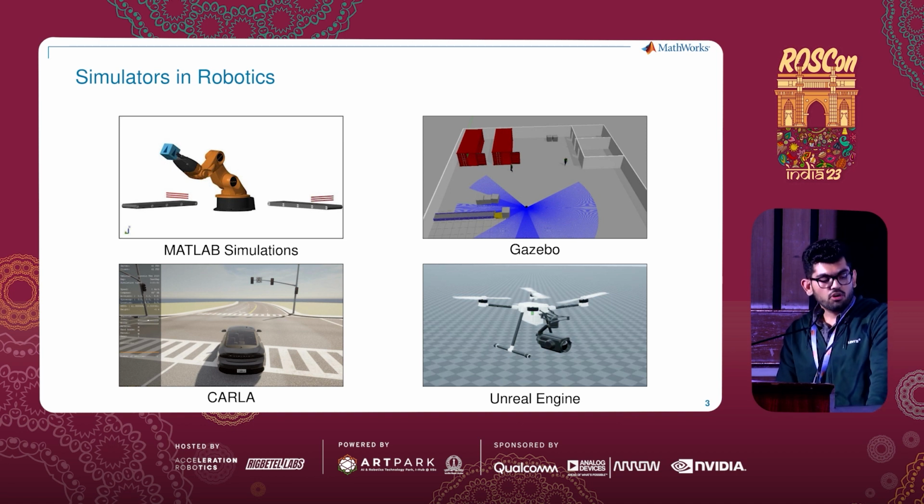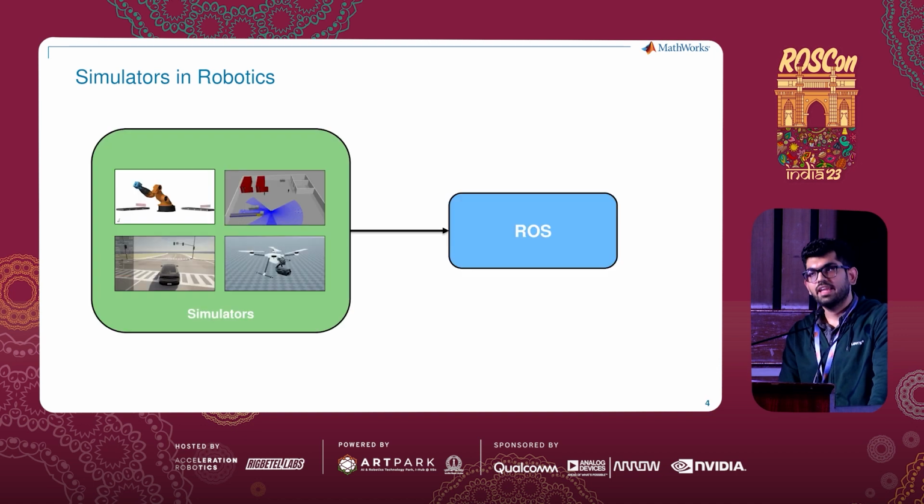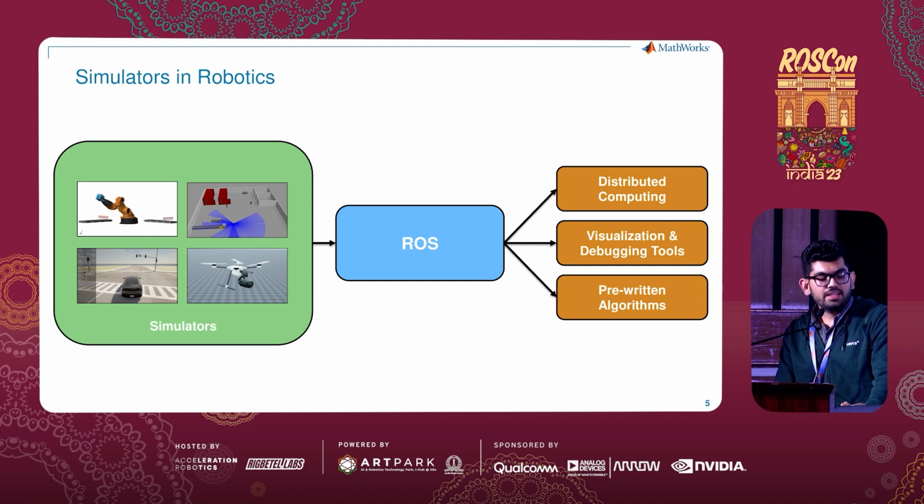But what all these simulations have in common is that they are all connected to ROS. But what benefit does it give them? Why are almost all these simulations connected with ROS? Being connected with ROS, there are three major benefits you can see. First is distributed computing.